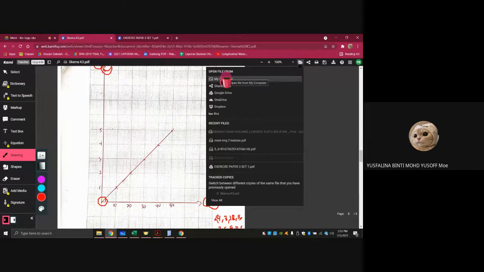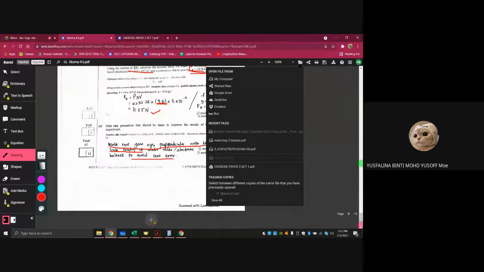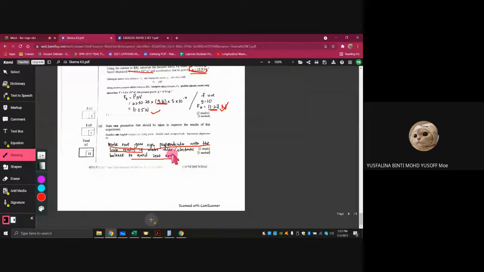Teacher, avoiding parallax error is right. Wait for a moment. Avoid parallax error. Oh, sorry. This one is not zero error. Parallax error. That's what I was thinking. But that one is not zero error. Zero error, you cannot do anything. That one you have to change. You have to change the measuring tool. This one is parallax error. Okay, so make a correction.